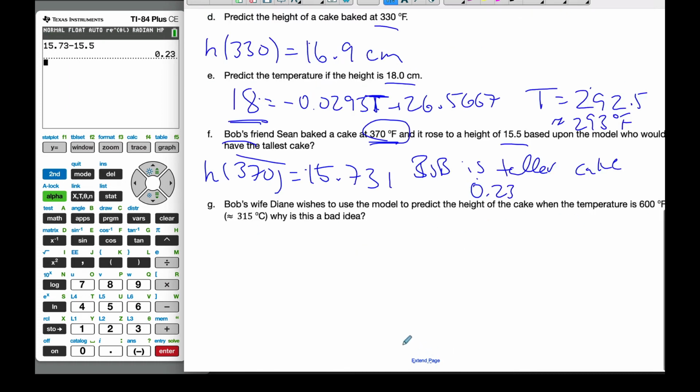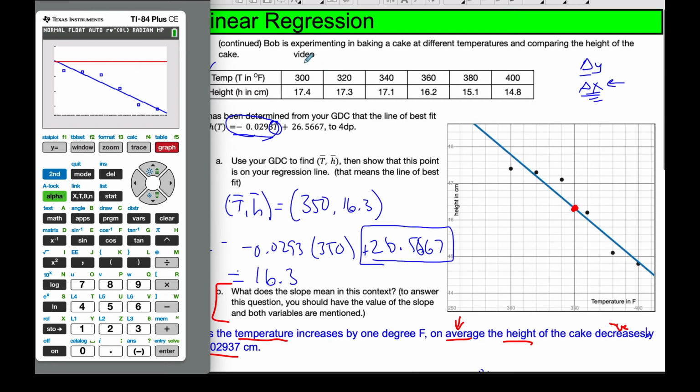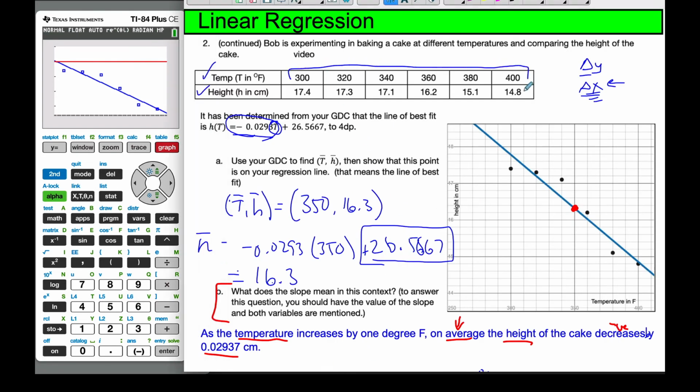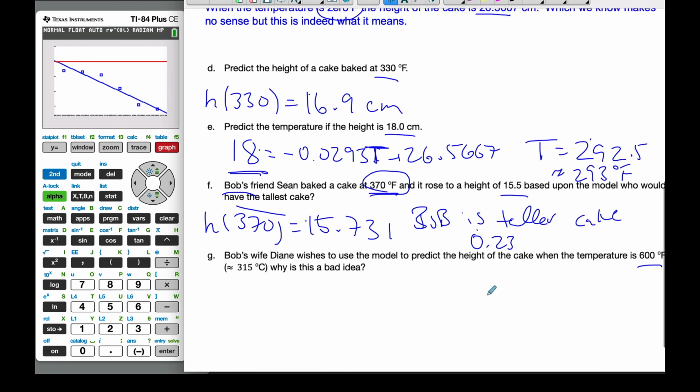And finally, Bob's wife Diane wishes to use the model to predict the height of the cake when the temperature is 600 degrees Fahrenheit. Why is this a bad idea? Well, when we consider our graph here, our data set only goes from 300 to 400 degrees Fahrenheit. We cannot assume that the pattern will continue for higher temperatures. In fact, I'm pretty sure it won't continue. Because if I go to 600 degrees Fahrenheit, that's 312 degrees Celsius. I'm going to basically incinerate my cake.